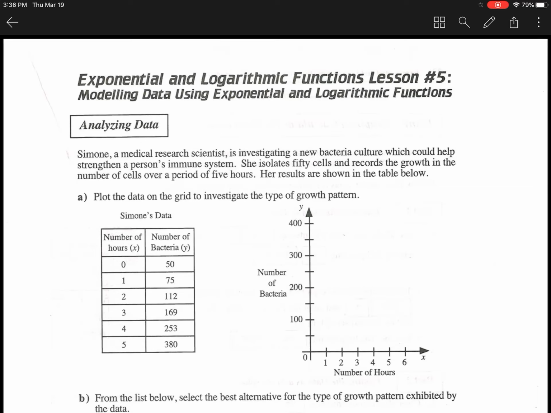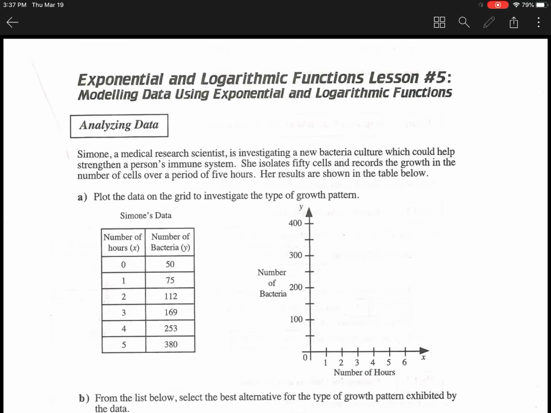So when we take a look at the first question, again, I'll read through it with you and then we'll take a look at the data presented, plot it, and then discuss from there. So it says, Simone, a medical research scientist, is investigating a new bacteria culture which could help strengthen a person's immune system. She isolates 50 cells and records the growth and the number of cells over a period of 5 hours. Her results are shown in the table below. Part A says plot the data on the grid to investigate the type of growth pattern.